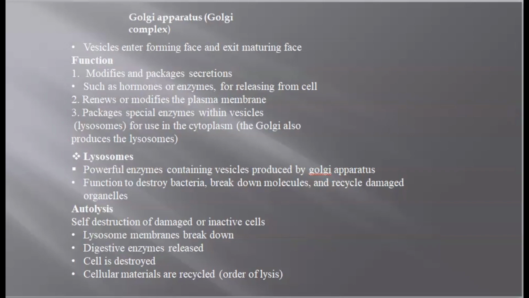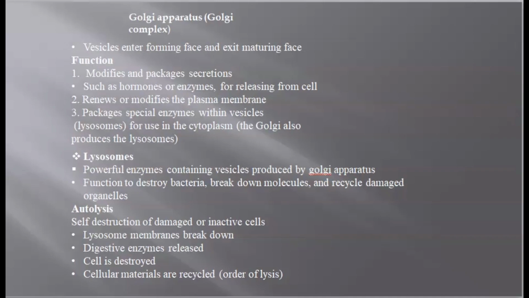Number 2, of the secretions released out of the cell, some are very important for the cell to survive, and some are merely waste that needs to be eliminated from the cell. So some of these secretions help to renew or modify the plasma membrane. You know that membranes are made up of lipids and protein, and some of these secretions are made up of proteins that will be released to other target organs or vital organs of the body. So this protein can also help to renew or modify the plasma membrane.